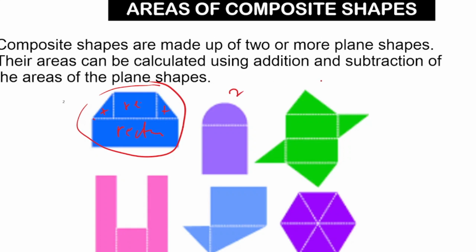Then the second one, which is number 2, let's say this is 3, this is 4, this is 5, and this is 6. All right.